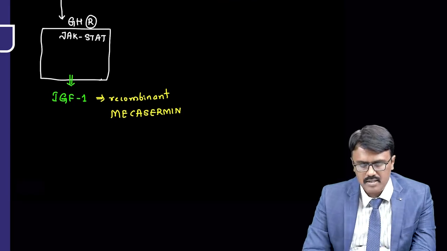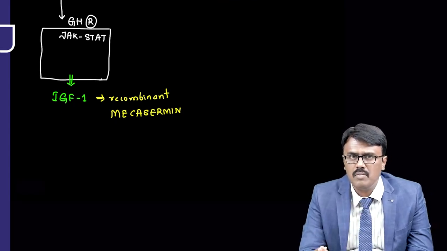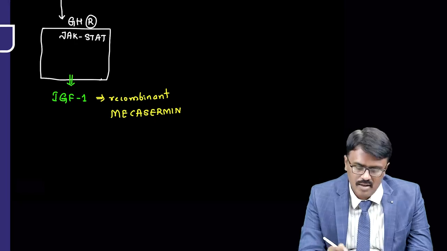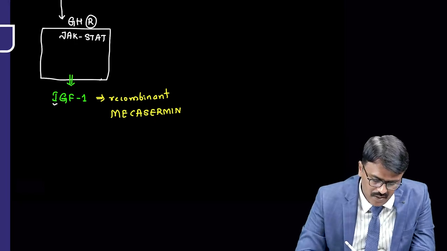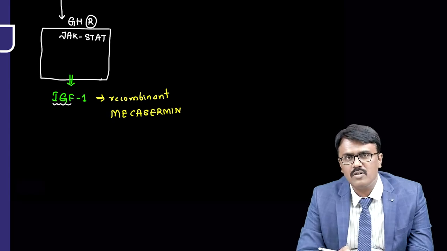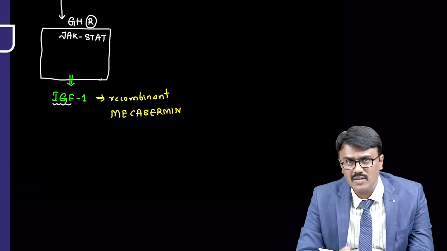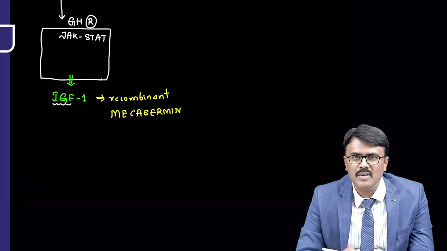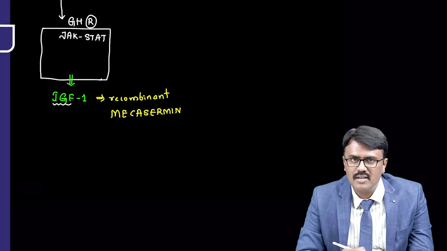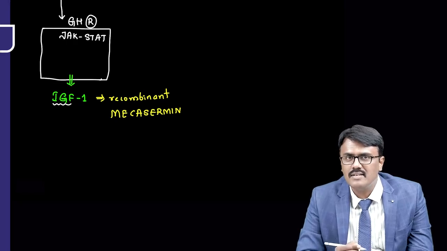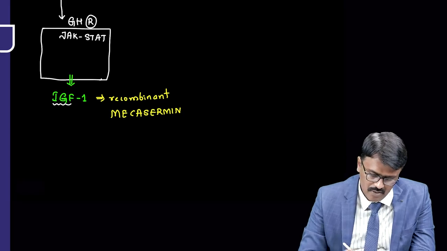Now mecasermin is a recombinant form of insulin-like growth factor 1. Can you correlate general pharma on what receptor insulin-like growth factor 1 works on? Is it tyrosine kinase or is it JAK-STAT? Obviously, growth factor means tyrosine kinase, growth hormone means JAK-STAT. Now, where do I use it?